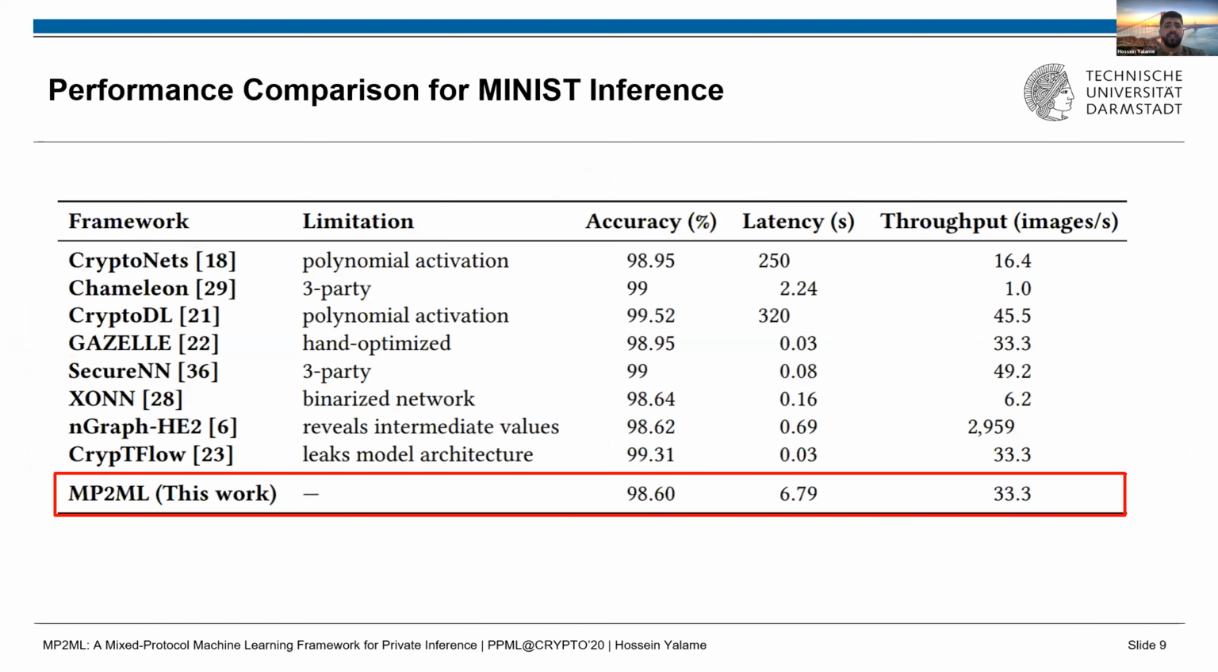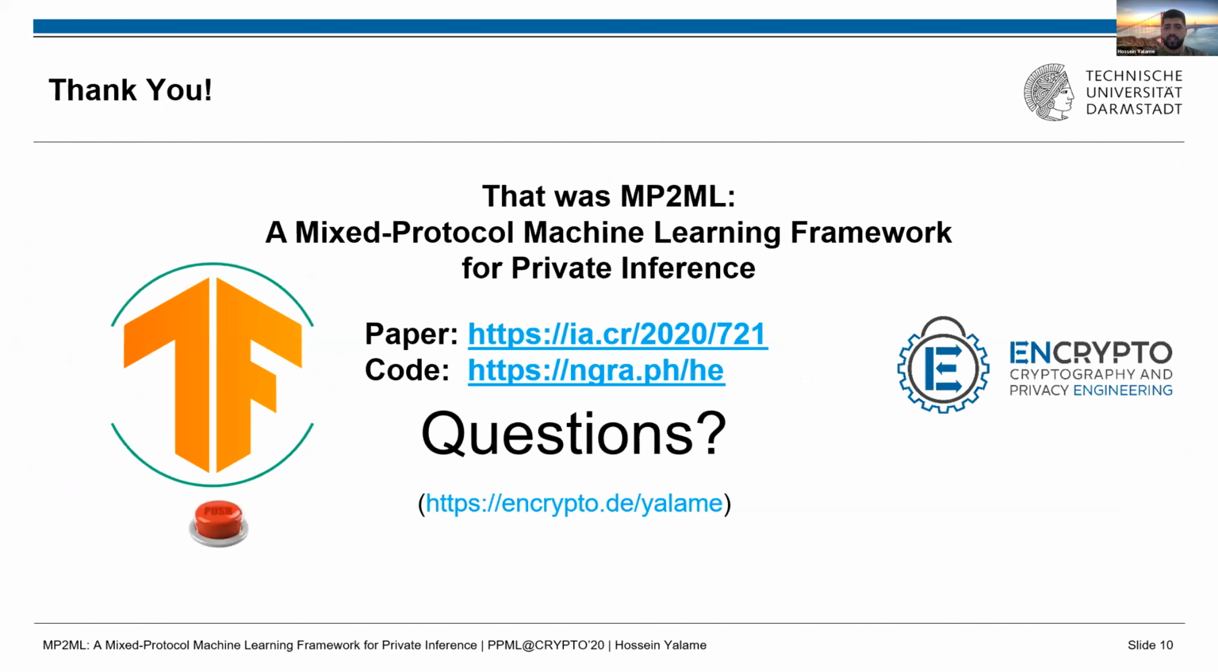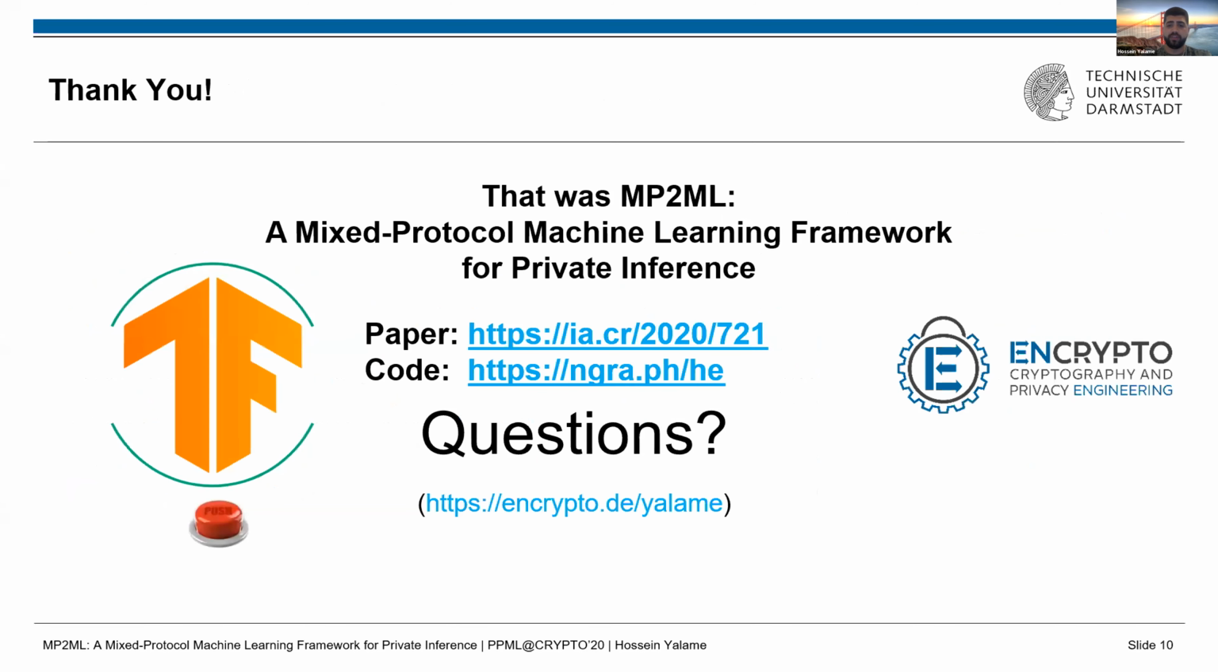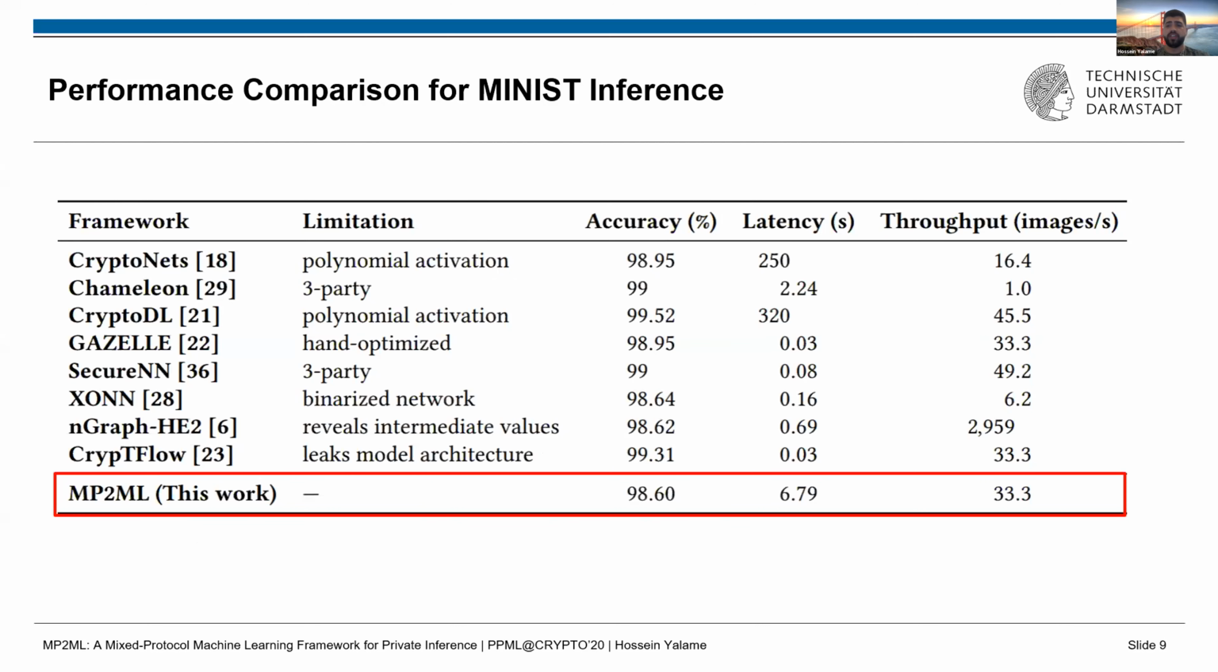And here you can see our comparison with previous works. Chameleon and SecureNN use a semi-honest third party, which is a different setting from MP2ML, and they use weaker assumptions. XONN binarizes a network, which will reduce accuracy on larger datasets and models. CryptoNets and CryptoDL use polynomial approximations of activation functions, and nGraph-HE uses a client-aided model to compute non-polynomial functions and is not secure. And our privacy is stronger than CryptoFlow, the state-of-the-art work, because we hide the topology of linear layers.